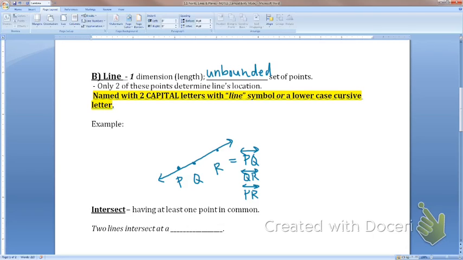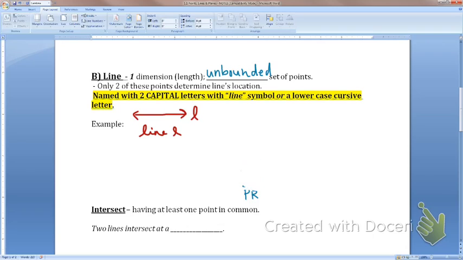You can also name a line with a lowercase letter. So let's say that we didn't have any points that were visible on this line, but we have a lowercase l. So this would be line L. And it needs to be a lowercase cursive. And I know some of you maybe are not great at cursive, so you're just going to do your best. Try the best that you can.